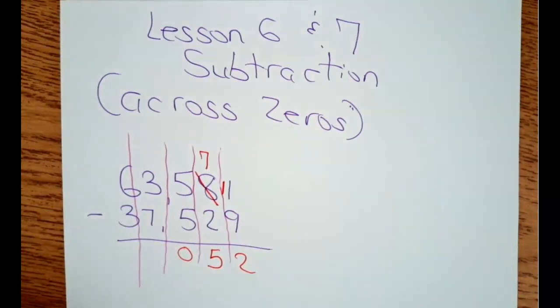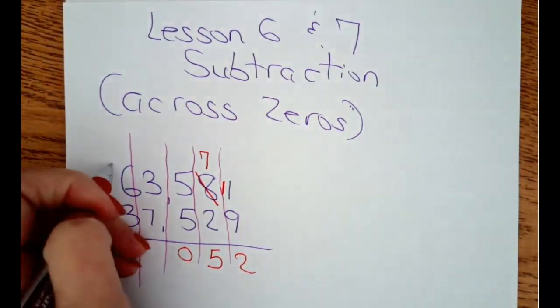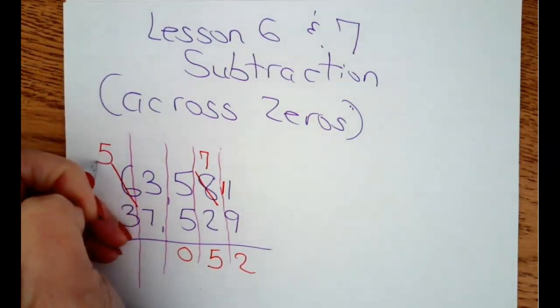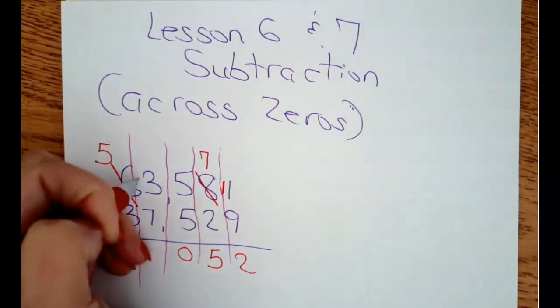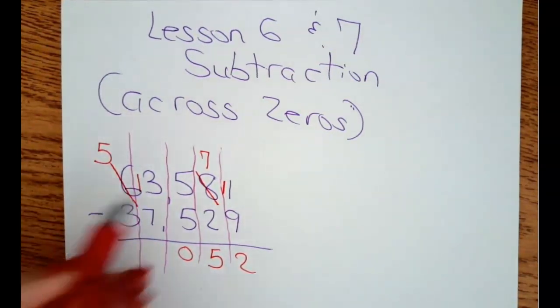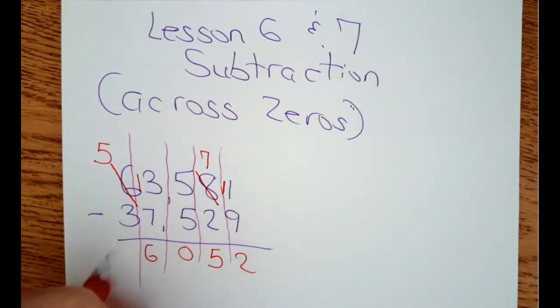3 minus 7, can't do. But does your neighbor have 1 that you can take? Yes. Step 1, cross him out, reduce him by 1. He becomes 5. The 1 that you took from here goes right in front of the guy that needs help. So 3 becomes 13. 13 minus 7, and again, if you don't know your facts, count up from 7 to 13. Should be 6, and 5 minus 3 is 2.